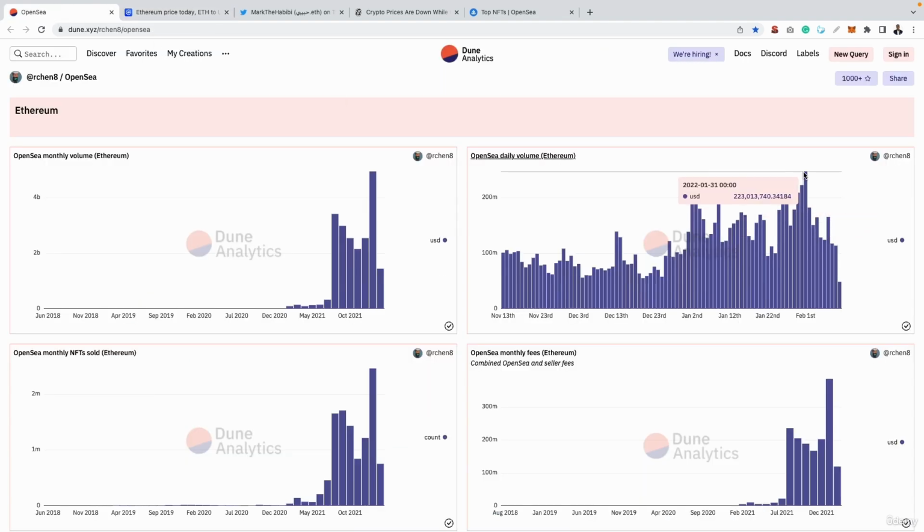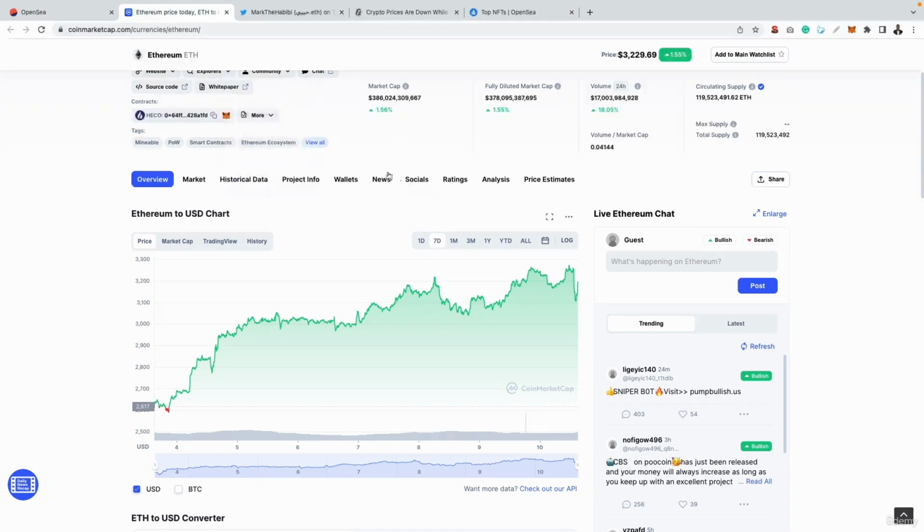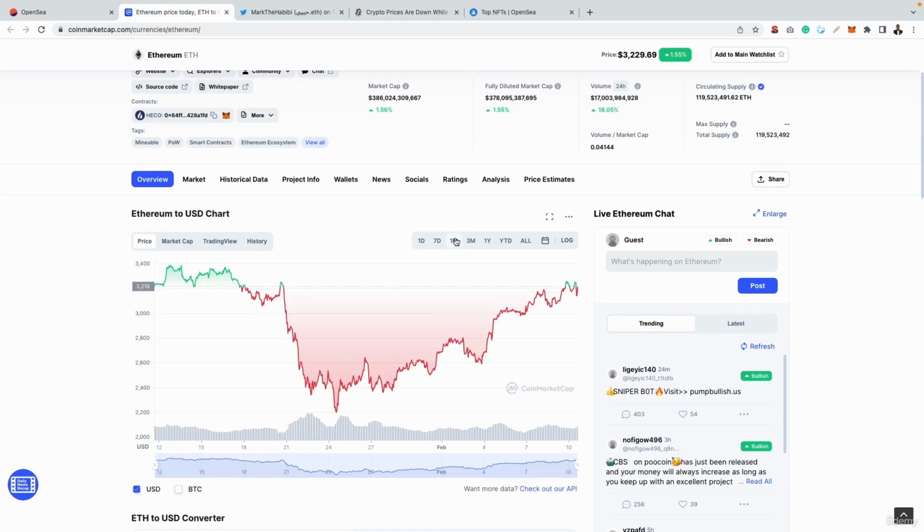Look at the volume on OpenSea. In the last week or so, it has been going down. And the reason why volume goes down when Ethereum goes up is because everyone is trying to chase the maximum gain and they want the Ethereum out of the NFTs, as of course, it's now worth more than when they put it in.